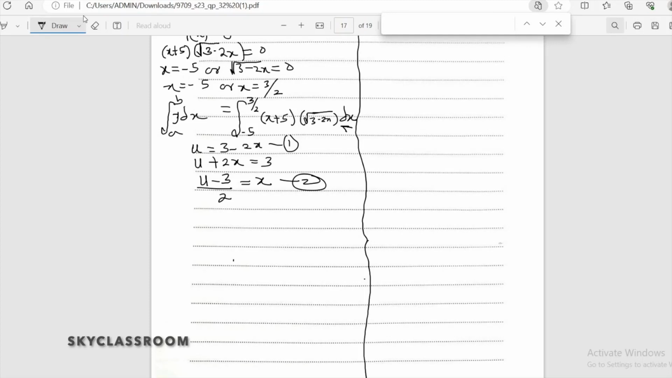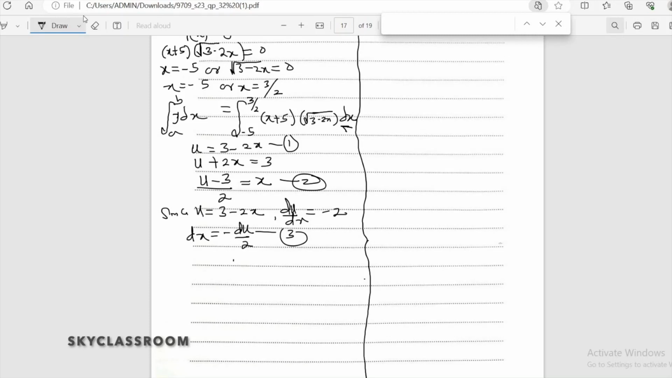That's another one. So since u is 3 minus 2x, du dx is minus 2. When you cross multiply, the dx will be minus du over 2. That's equation 3.